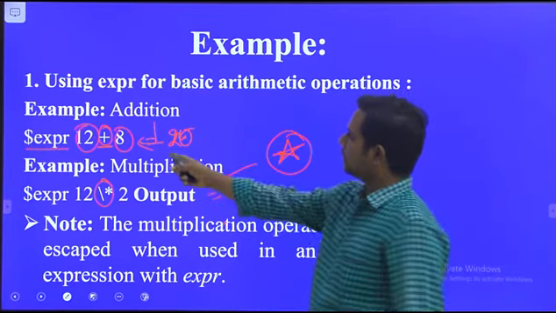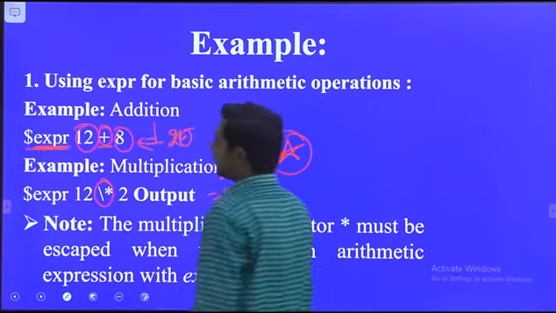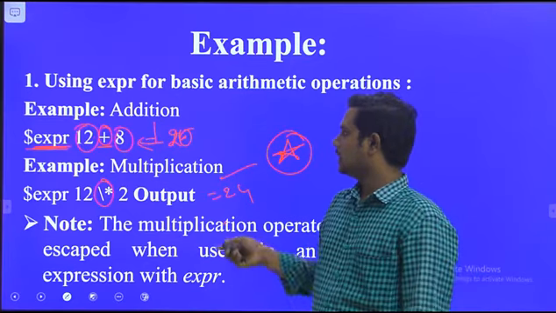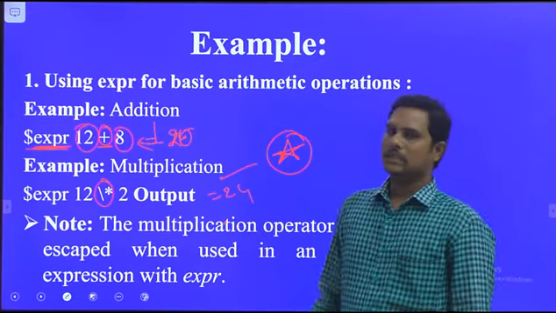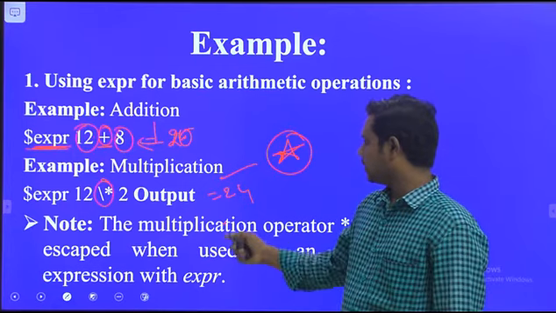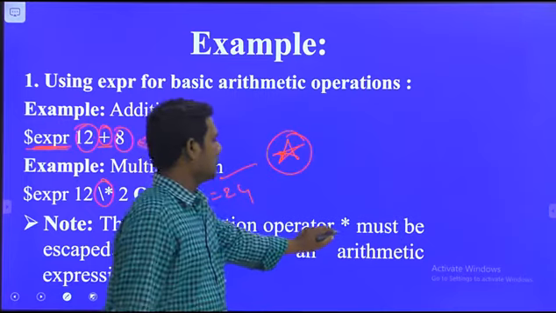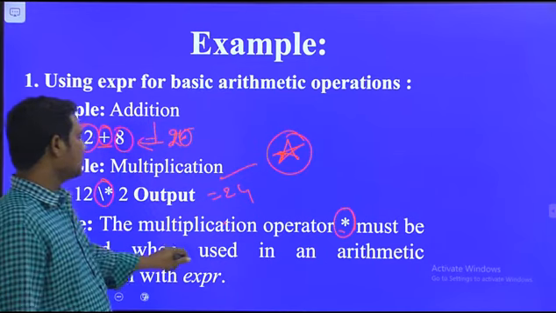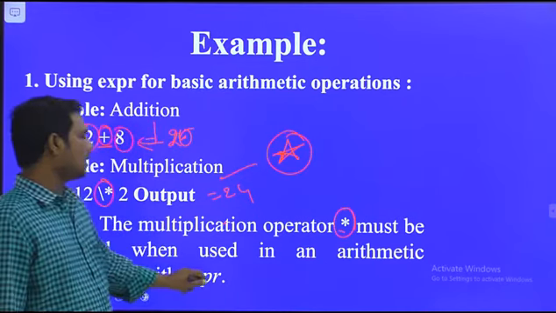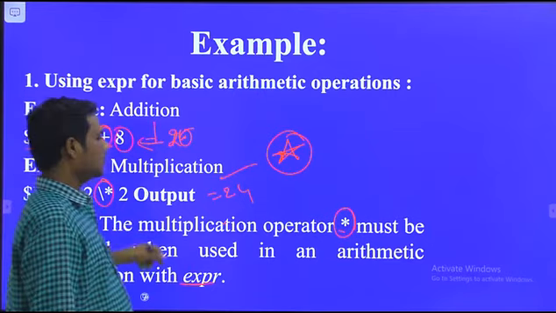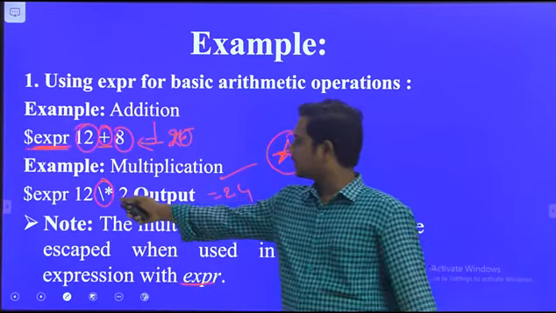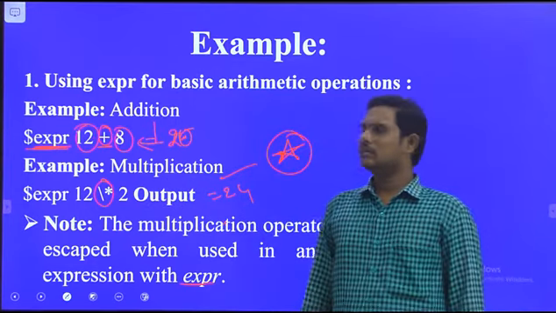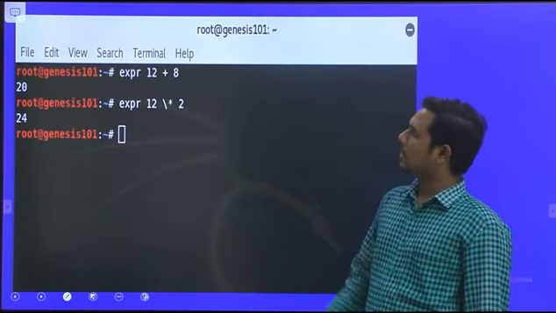But we must use expr, in small letters. It is a very useful command for mathematical expressions. One note: the multiplication operator, the star, must be escaped when used in an arithmetic expression within expr. This is the kind of symbol we write, and only then will we get the multiplication operation. Otherwise it will be taken as a meta character. So this is a small example.